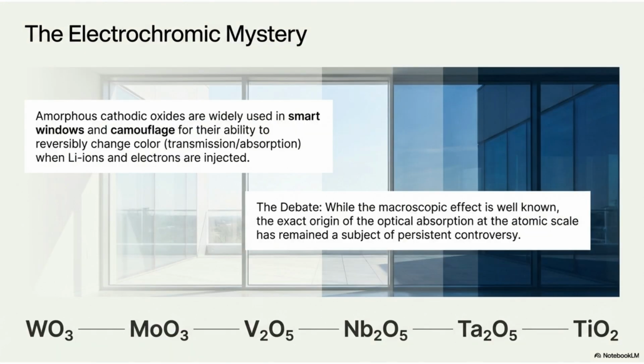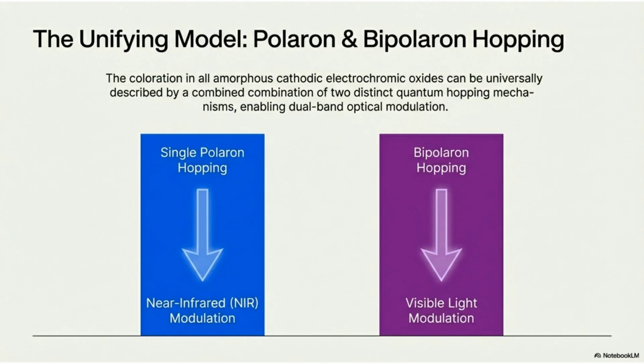Amorphous cathodic oxides are used in smart windows for their ability to reversibly change color when ions and electrons are injected. While the macroscopic effect is known, the exact origin of optical absorption at the atomic scale remains controversial. A unifying model suggests that coloration in amorphous cathodic electrochromic oxides is universally described by a combination of 2 distinct quantum hopping mechanisms: single polaron hopping for near-infrared modulation, and bipolaron hopping for visible light modulation.